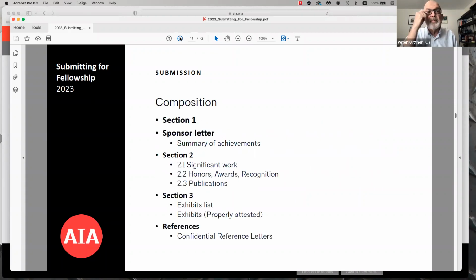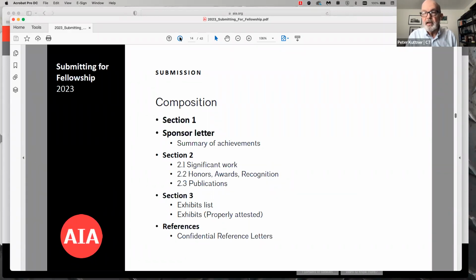So these are the parts of the submission, and we'll go through them one by one. So you have the nomination, and then you have your sponsor letter. And the sponsor, you select your sponsor. They kind of live with you through this whole thing, and they summarize. They recommend you, and then you give a summary of your statement.